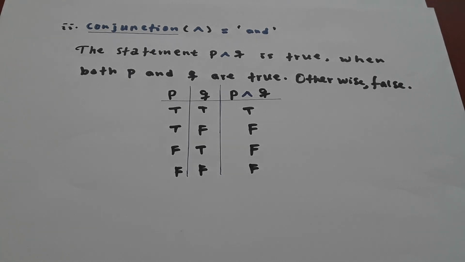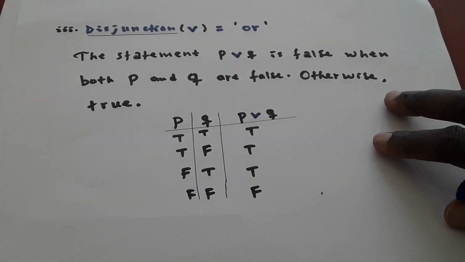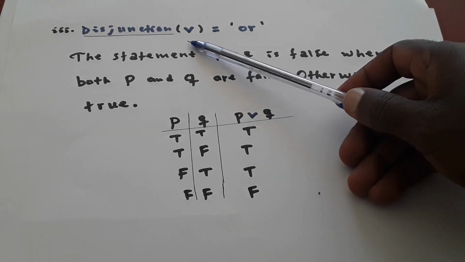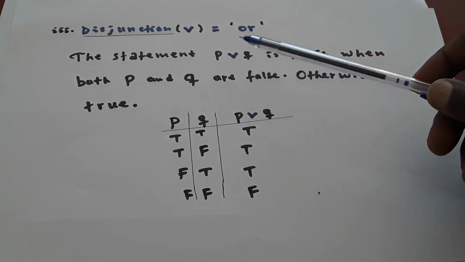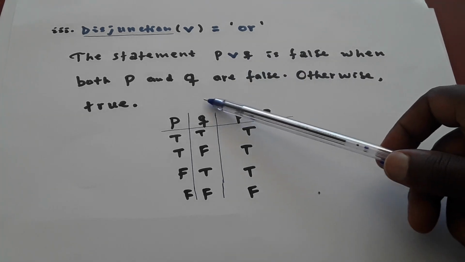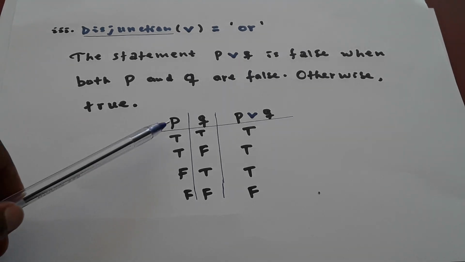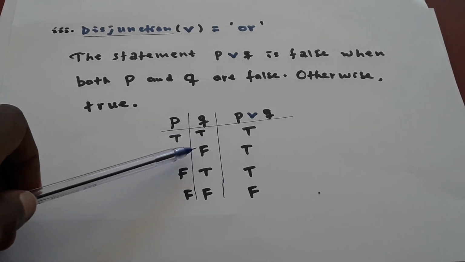Now we come to the disjunction, in the same fashion. Disjunction is symbolized with the V shape symbol. You can read it as or. The statement P or Q is false when both P and Q are false, otherwise true. In the same fashion, you can also construct the table here. We have two true, two false, one true, one false, one true, one false.